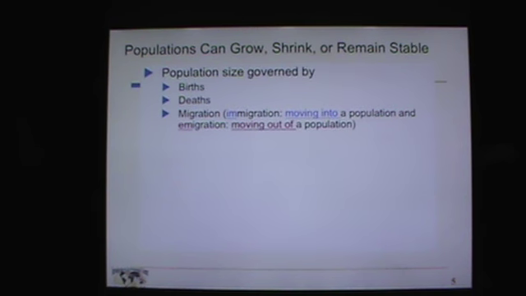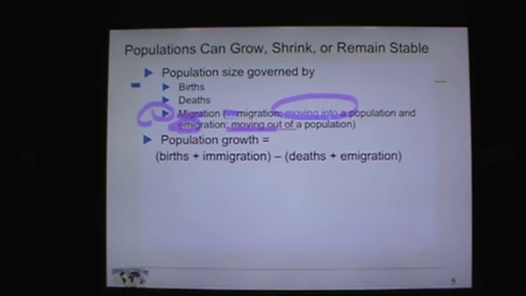And then this term I lovingly call migration. Migration means moving into a population, and emigration. See, it's easier to see it written out than it is to say it. Immigration, it's the same thing. Anyway, moving out of a population. So, population growth is equal to the number of births plus the movement in, the immigration of organisms, minus the number of deaths plus those that moved out of that population, the emigration.